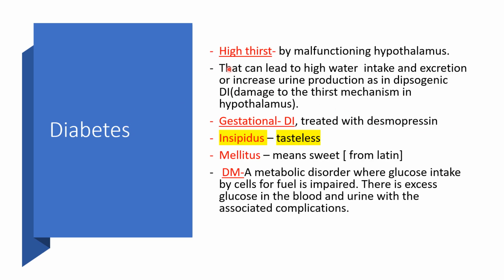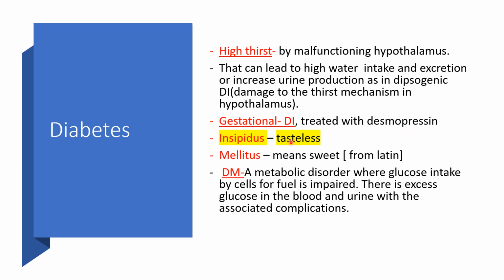Sometimes a malfunctioning hypothalamus affects the thirst mechanism, which may lead to excess water intake, and of course that will later lead to increased urine production, as is the case in dipsogenic diabetes insipidus. Dipsogenic diabetes insipidus points to the fact that there is damage to the thirst mechanism in the hypothalamus. It might be gestational diabetes insipidus that could be treated with desmopressin.